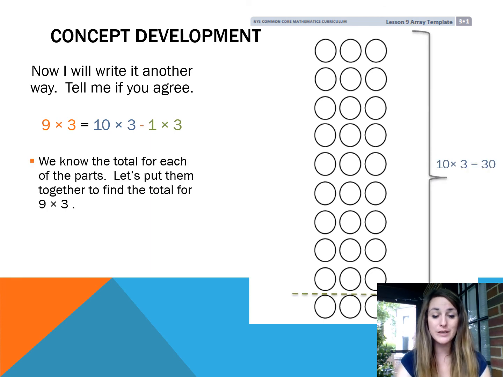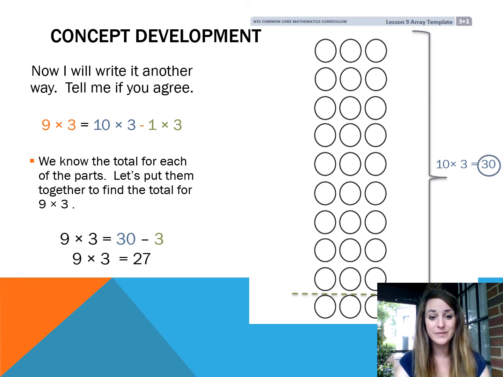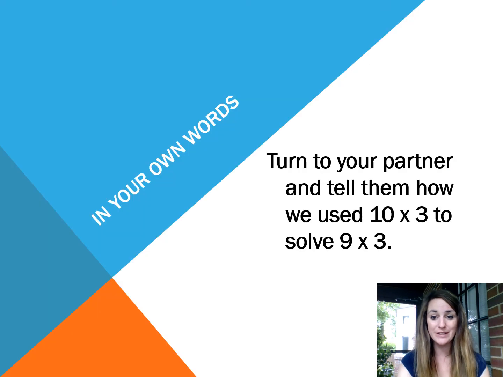We know the total for each of those parts. Let's put them together to find the total for 9 times 3. 9 times 3 is the same as 30 minus 3. 9 times 3 is 27. How did we use 10 times 3 to solve 9 times 3?